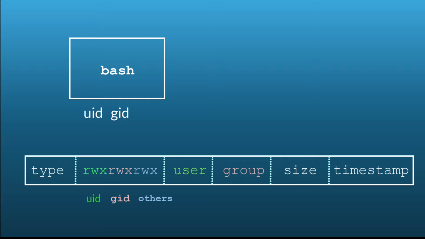When you log in, your user ID and group ID will be connected to your shell. So whenever you want to open a file for reading or writing, or if you want to execute it, if it's a script or a program, the system will check whether you're the owner based upon the user ID. And if you're not the user, it will try to match the group ID. And if that's also not the case, then you belong to others.